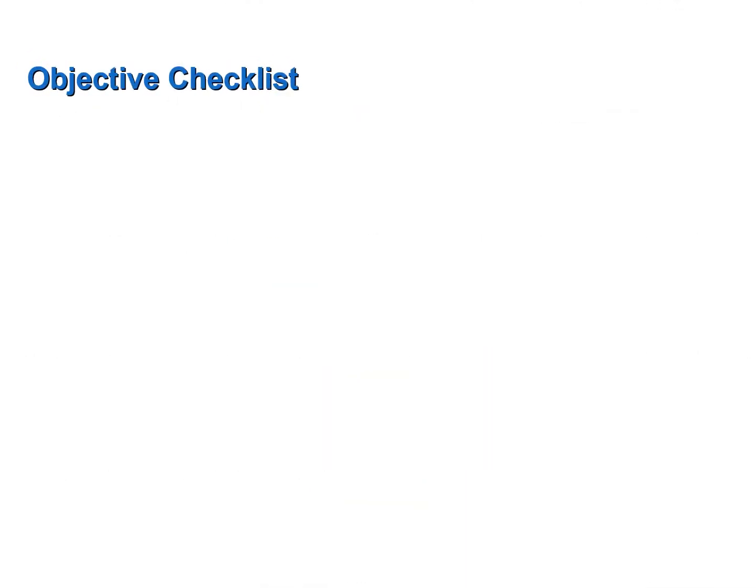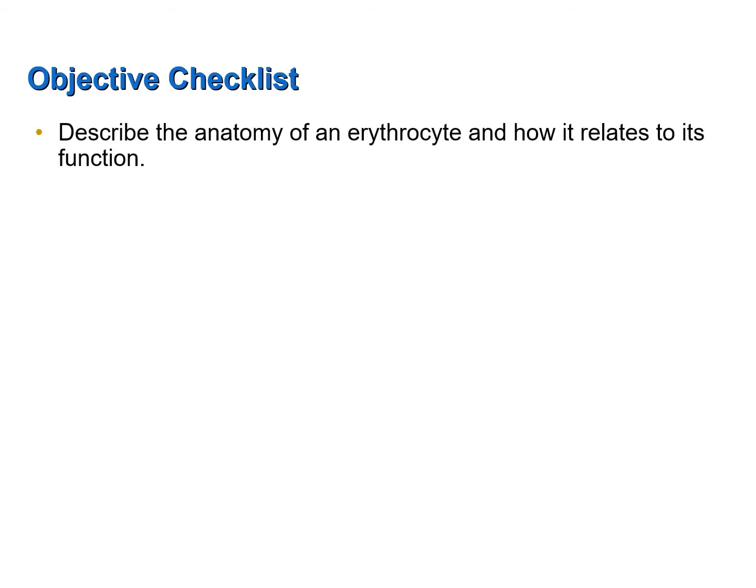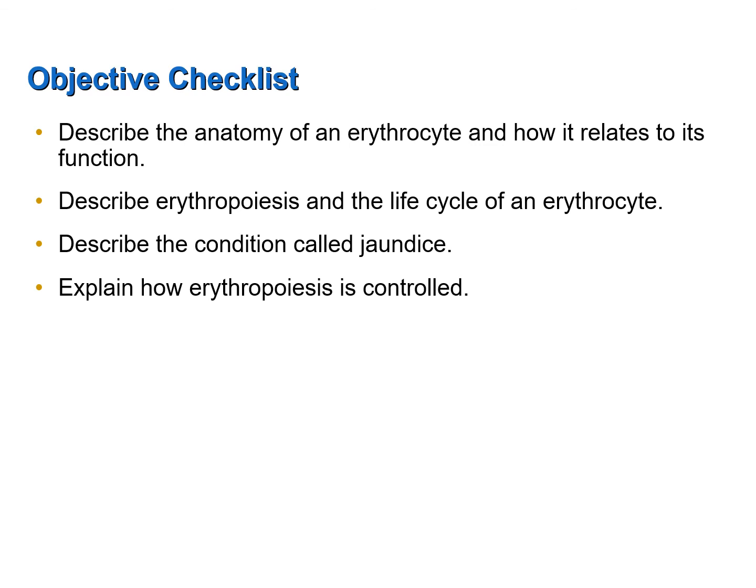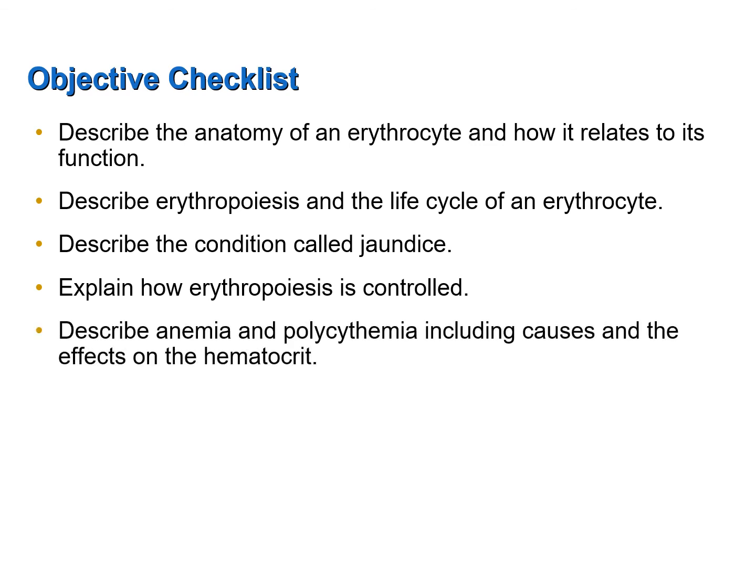This screencast was designed to achieve the following objectives: describe the anatomy of an erythrocyte and how it relates to its function, describe erythropoiesis and the life cycle of an erythrocyte, describe the condition called jaundice, explain how erythropoiesis is controlled, describe anemia and polycythemia, including causes and the effects on the hematocrit.